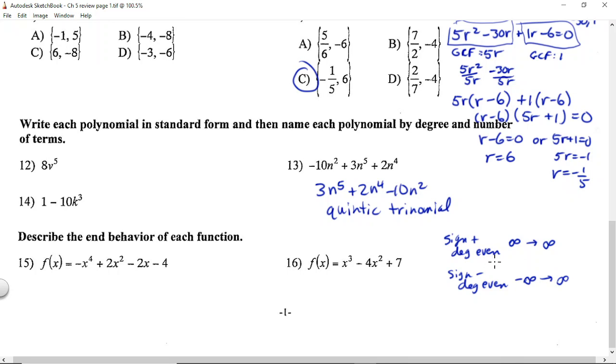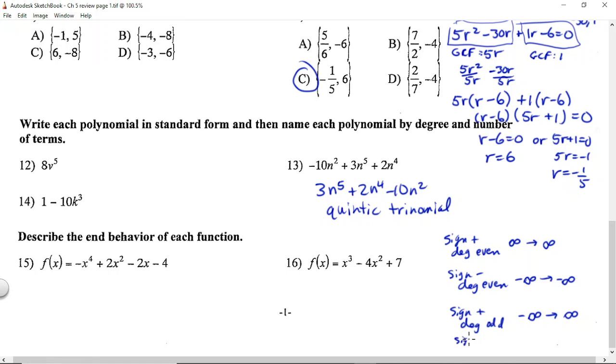So when the degree is even, they're either both up or they're both down. Oh, I'm sorry, I wrote that wrong. I said it right, but wrote it wrong. Down and down, like that. Okay, sign positive, degree odd. It's down and up. Down on the left side, and on the right side is up.